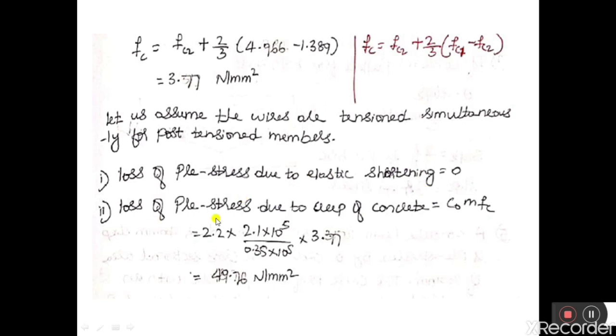Second, loss of prestress due to creep of concrete, which is m Fc times the creep coefficient. Here creep coefficient is given; they have not given ultimate creep strain, hence we are using this formula. Creep coefficient is 2.2, m is Young's modulus of steel by Young's modulus of concrete, which is given in the question, into Fc, the resultant compressive stress we have calculated here. Substituting the values, we get loss of pre-stress due to creep of concrete equal to 49.76 Newton per mm square.